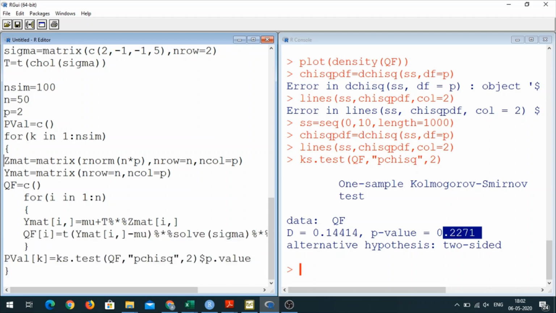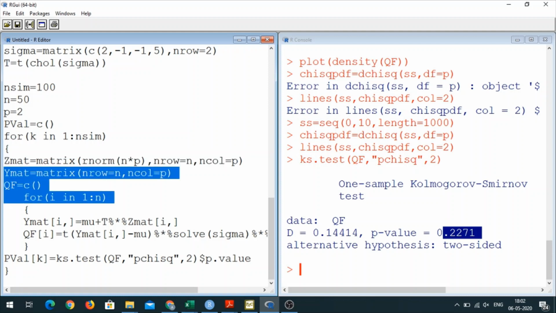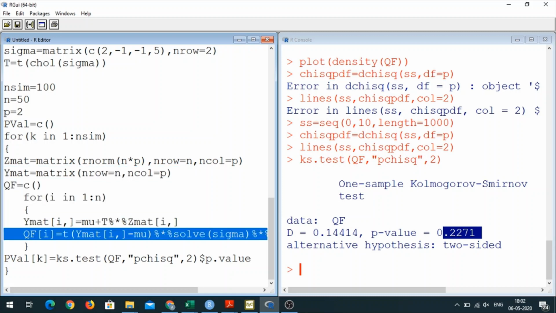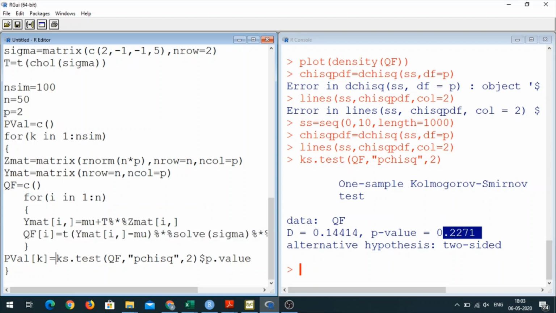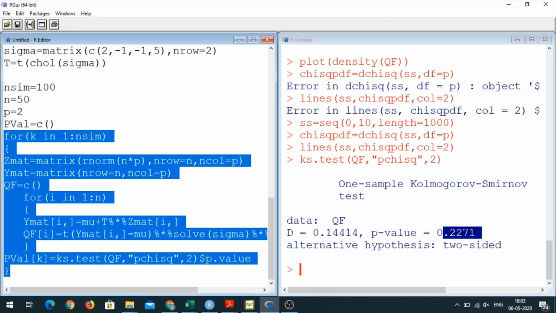So what I am doing, let me revise. First I am constructing a Z matrix which is standard normal univariate random variables. We are transforming them using YMAT to bivariate, and then for each bivariate sample I am going to construct this quadratic form, x minus mu prime. So I will take every x, that is ith observation, bivariate observation, x minus mu prime sigma inverse x minus mu. Let me run this now.